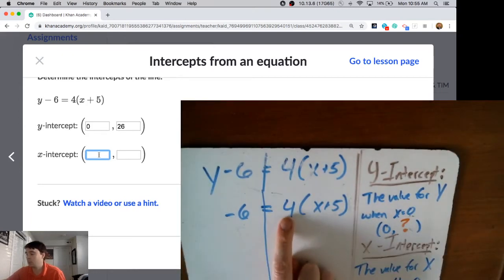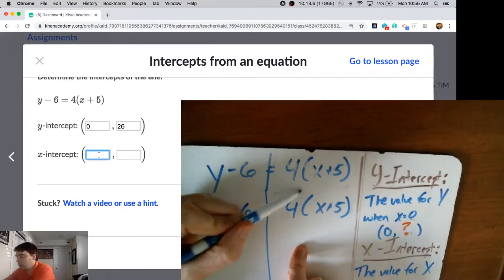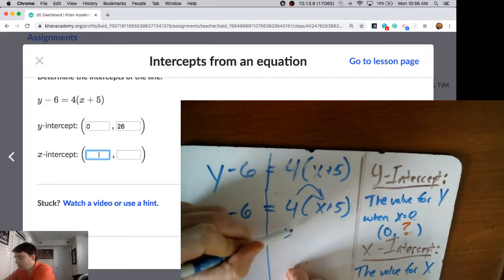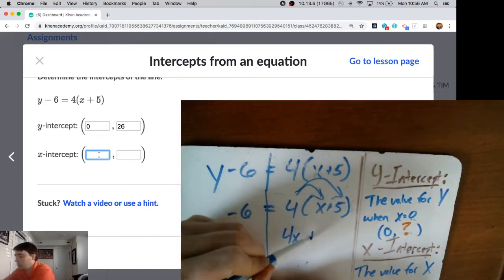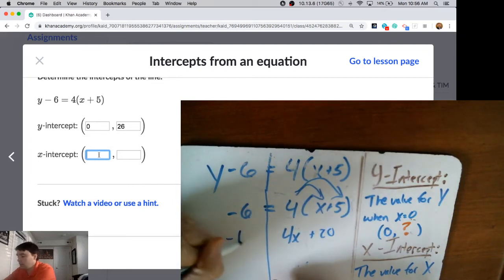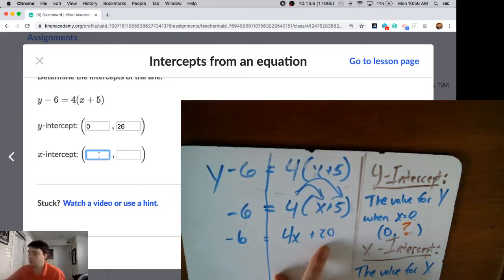I'm going to choose to distribute the 4. I like to distribute when I see parentheses a lot of times. 4 times x gives me 4x. 4 times 5 gives me 20. So I have negative 6 is equal to 4x plus 20.